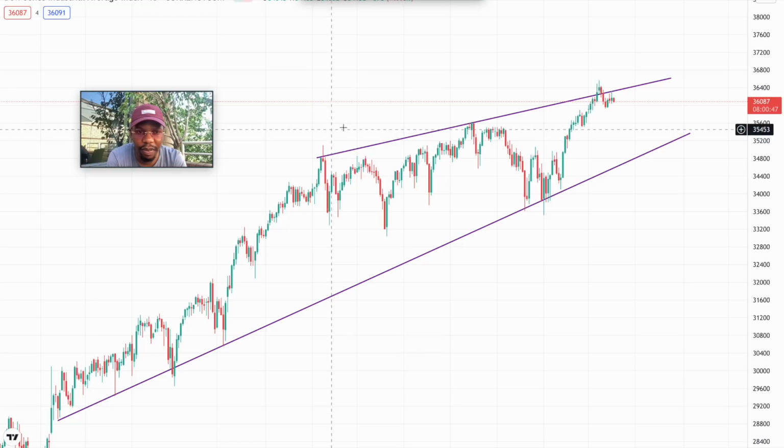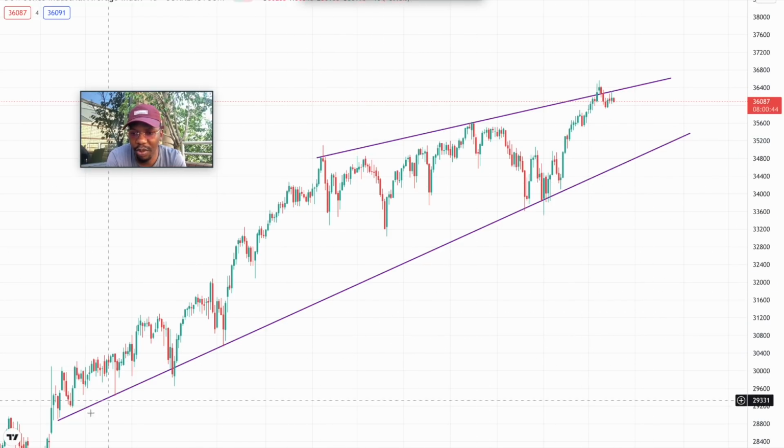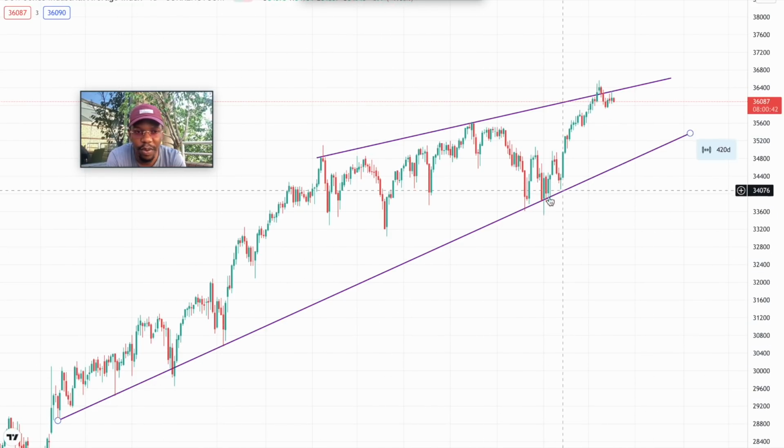See what I'm saying? So check. We have a trend line here, and we have a trend line at the bottom. This one connected 1, 2, 3, 4, 5, 6, 7. This one connected 1, 2, 3.